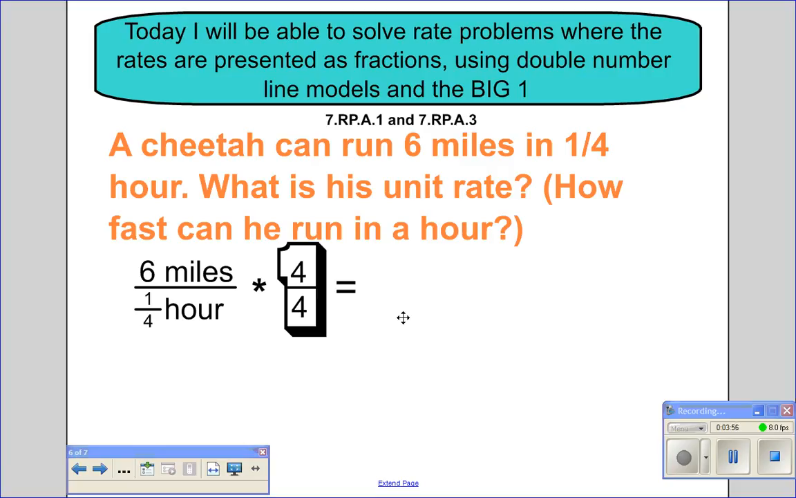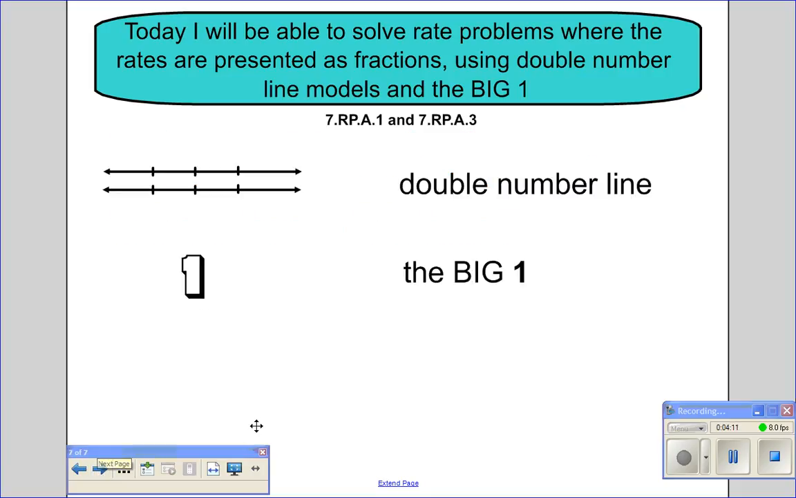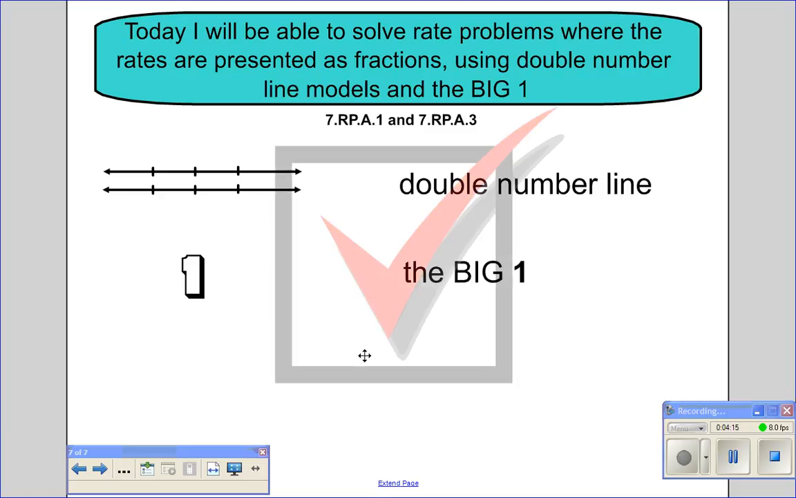6 miles in a quarter of an hour times 4 over 4 is 24 miles in 1 hour, and 6 miles times 4 is 24. So we see the rate when multiplying by the big 1 is 24 miles in 1 hour. So in this lesson, we learned how to use the double number line and the big 1 to solve rate problems.